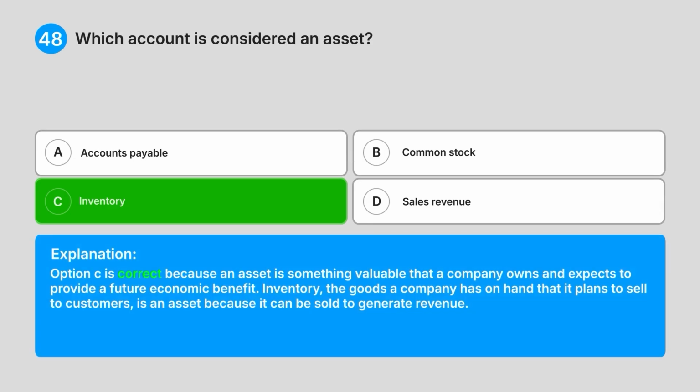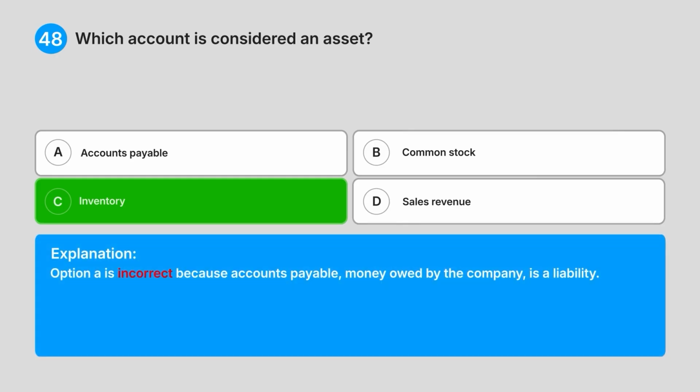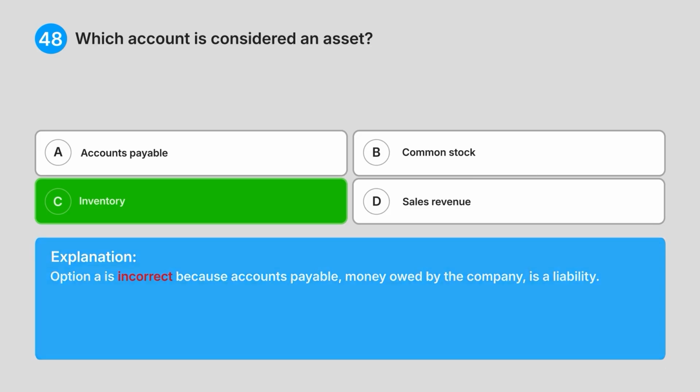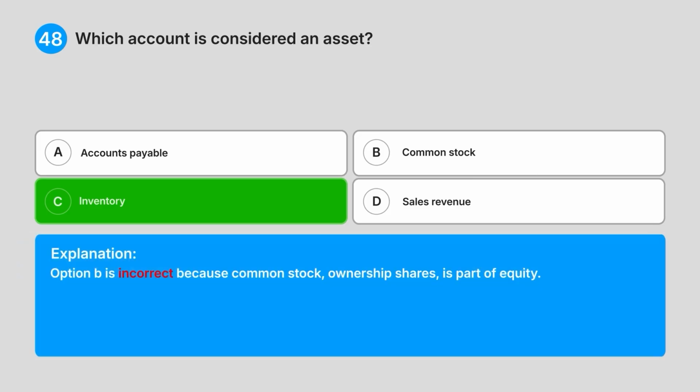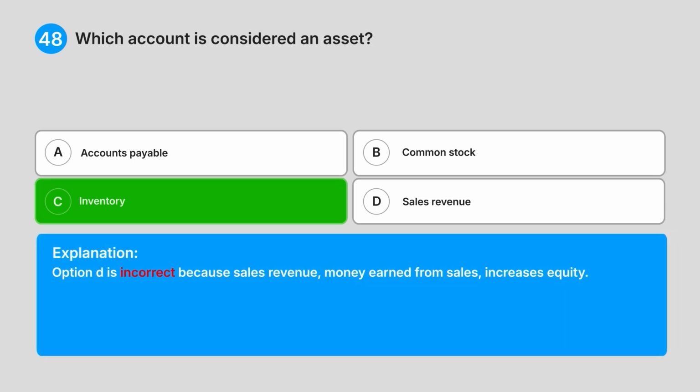Explanation: option C is correct because an asset is something valuable that a company owns and expects to provide a future economic benefit. Inventory, the goods a company has on hand that it plans to sell to customers, is an asset because it can be sold to generate revenue. Option A is incorrect because accounts payable, money owed by the company, is a liability. Option B is incorrect because common stock, ownership shares, is part of equity. Option D is incorrect because sales revenue, money earned from sales, increases equity.